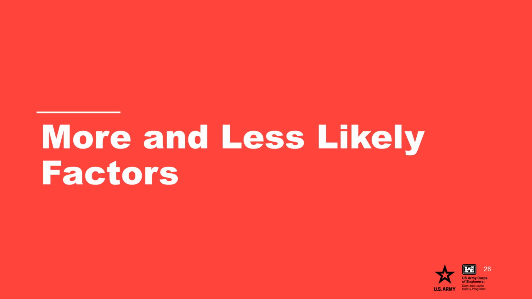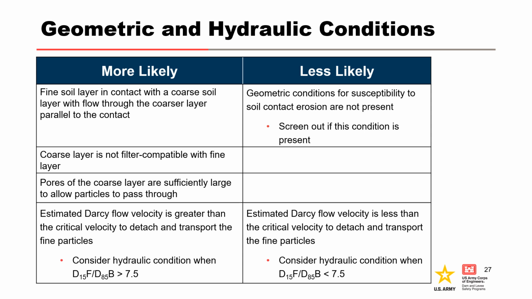We'll briefly show some more and less likely factors that you can consider in your evaluation of soil contact erosion. This table addresses both the geometric and hydraulic conditions for initiation of soil contact erosion. It can be used as a starting point, but the risk team must develop project-specific more likely and less likely factors to guide subjective probability estimation. The bullets indicate to consider the hydraulic condition for initiation when the ratio of D15 of the filter to D85 of the base is greater than 7.5.